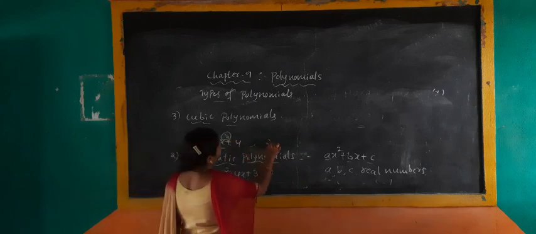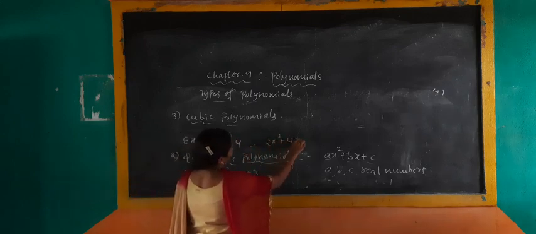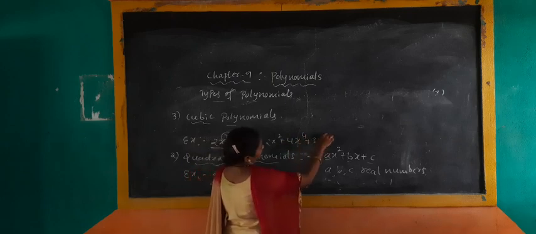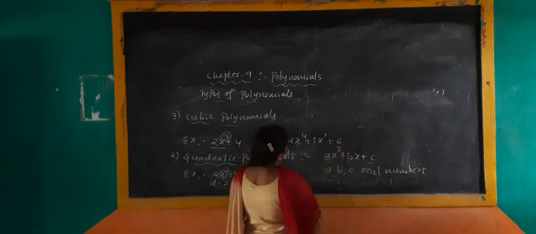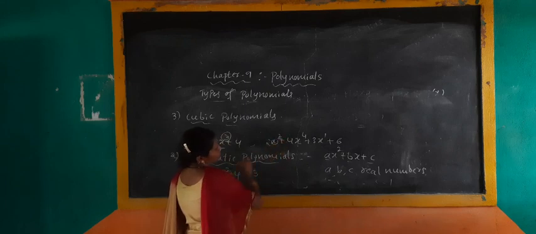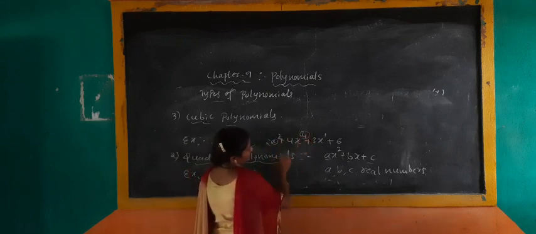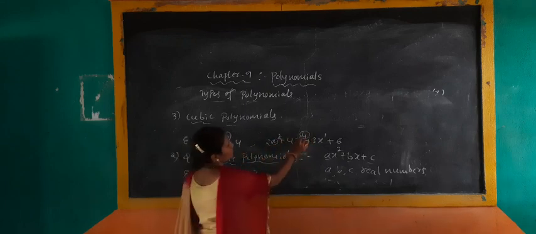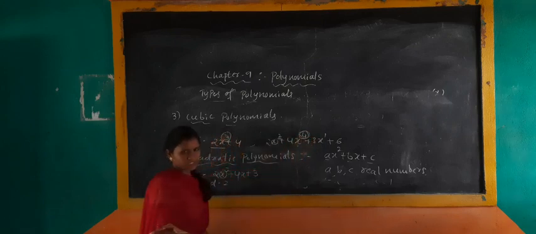And another example, 2x square plus 4x4 plus 3x1 plus 6. Here the first degree, square, 2 is there. The second degree, 4, is there. Means in this the highest is 4. The highest degree will be 4.